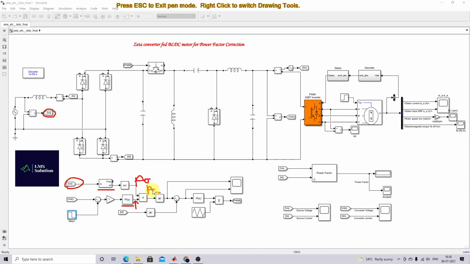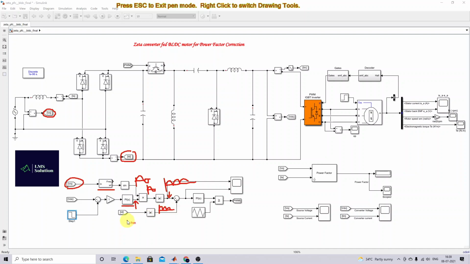After that, you use an absolute block. This absolute block converts the nature of the reference current like this, so we get something like a full wave rectifier output. This is the reference current. Next, you measure the diode rectifier current here. Once again, you have to apply the absolute value, that means convert the negative portion to positive.